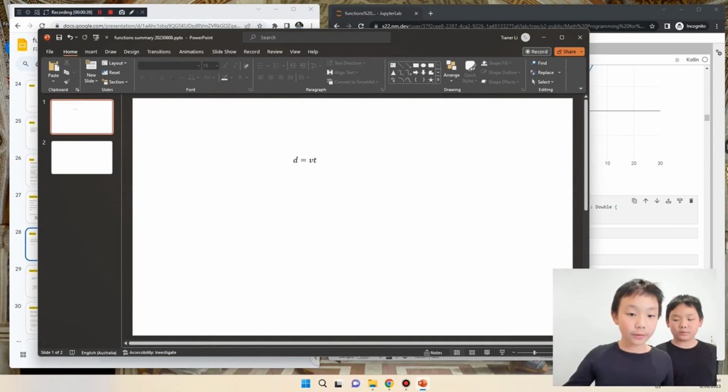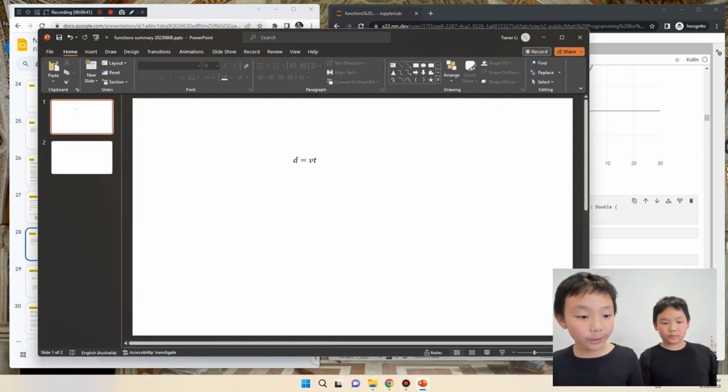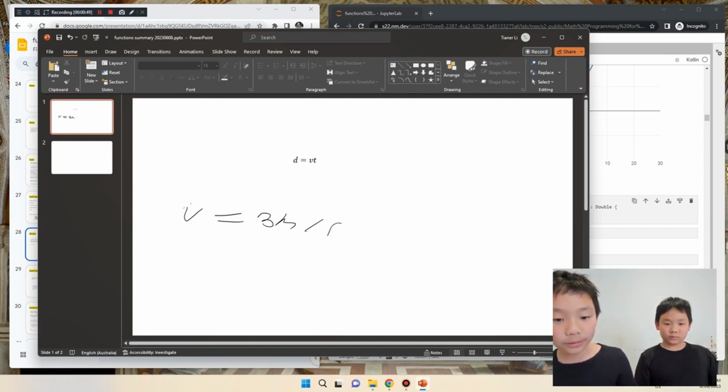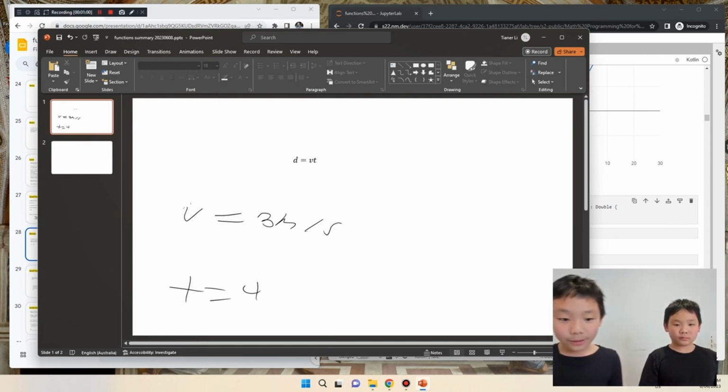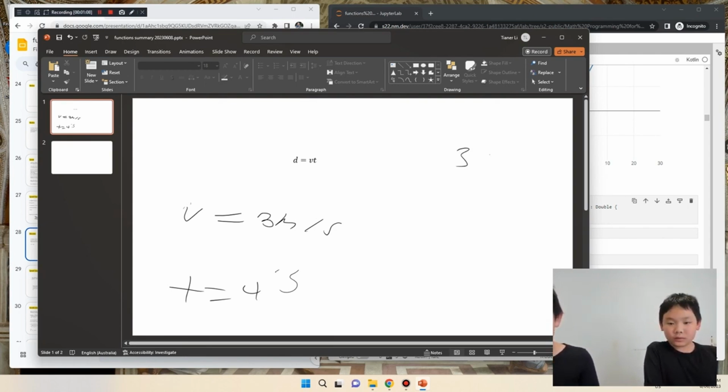So let's say we try to figure out the distance, okay? And we know the velocity is 3 meters per second. And he traveled 3 meters per second for, let's say, 4 seconds. Now to compute the distance, we do 3 meters per second times 4 seconds.